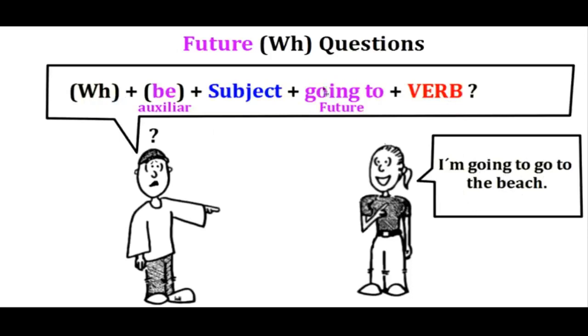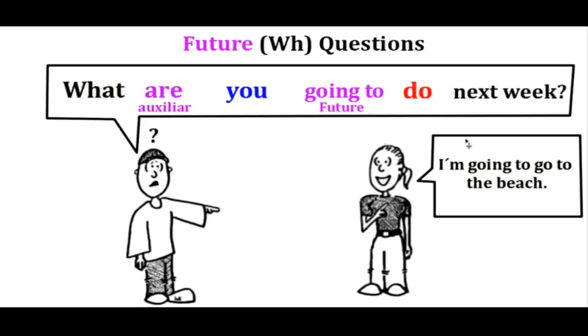A possible question for this is, what are you going to do next week? Again, what are you going to do next week? Remember, the WH word is what, the auxiliary comes first for the question, are, the subject is you, the future is going to, and the principal verb is do. What are you going to do next week?